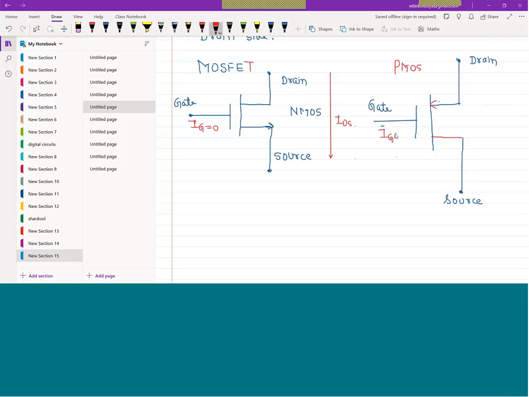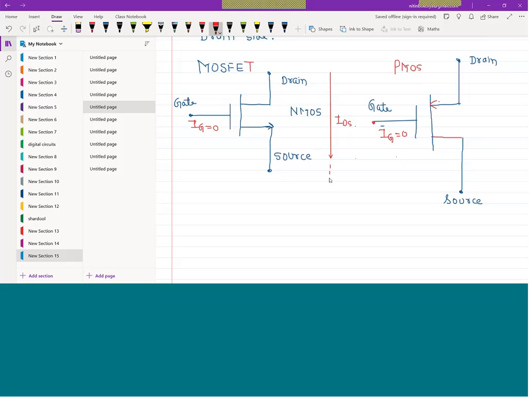So gate current is always equivalent to 0. Ideally it's 0, because there is no perfect dielectric. What is in between the two? You can say there is a dielectric in between, and it offers very high resistance. When you connect a supply at the gate terminal, it offers a very high resistance. So this is the idea for the NMOSFET, NMOS and PMOS.